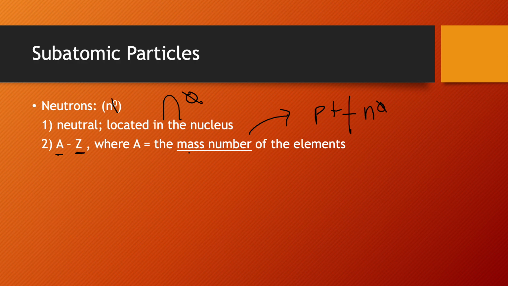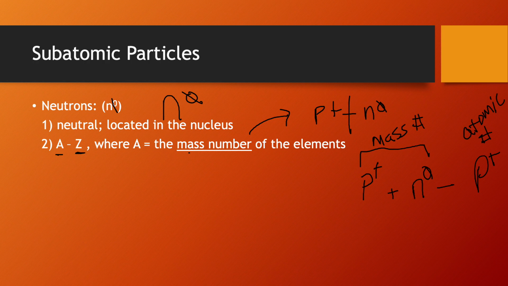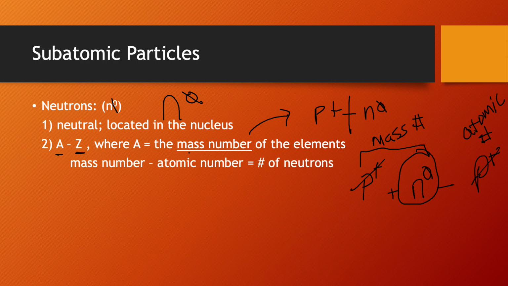added together. So if you took your mass number and subtracted your atomic number, let me write this down here. Protons plus neutrons, that's going to give me my mass number. And if I subtract Z, which remember Z is representing the atomic number, and the atomic number is protons, if I take the protons out, you're only left with the neutrons. So mass number minus the atomic number is the number of neutrons.